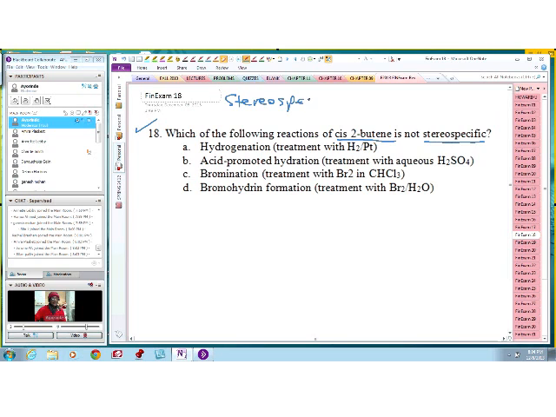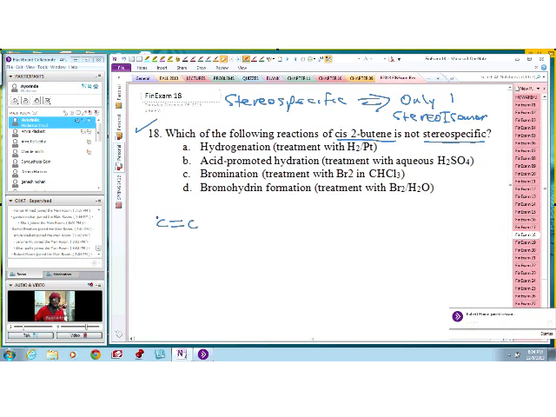Stereospecific simply means that during the course of this reaction, you only form one particular stereoisomer. Only one stereoisomer is formed. Okay? So that is what stereospecific means. Okay, so let us now take a look at these reactions. So we have cis-2-butene. Of course, you need to know the structure of cis-2-butene, which is this here.